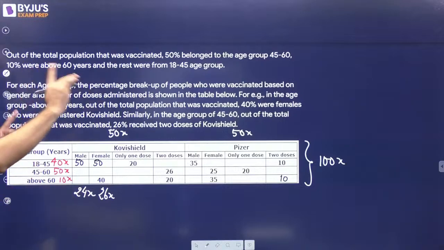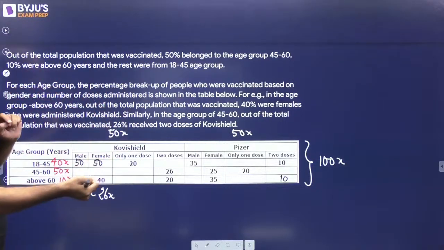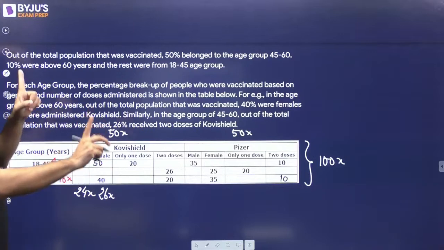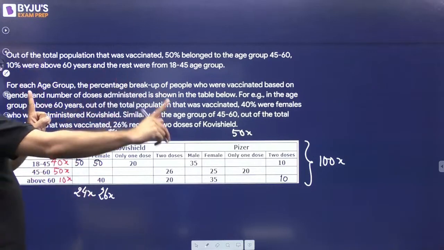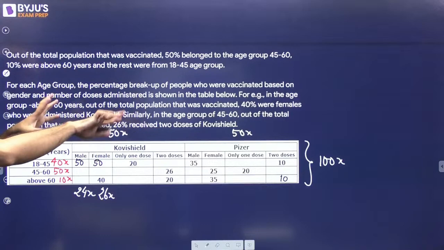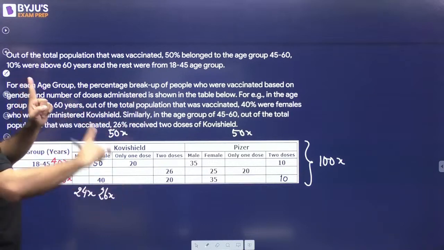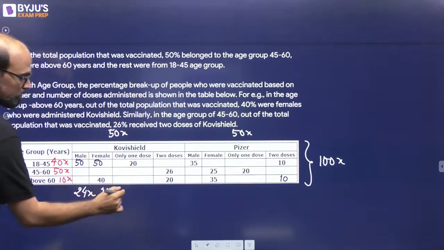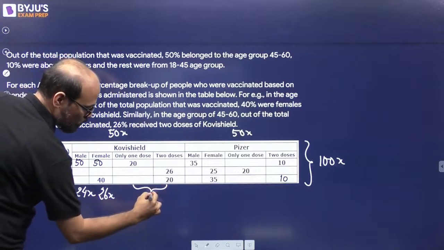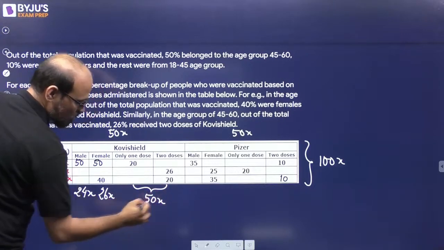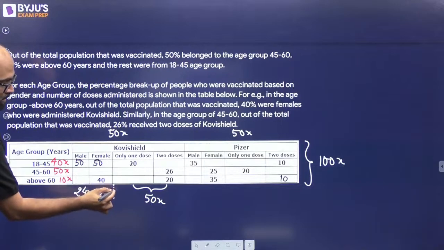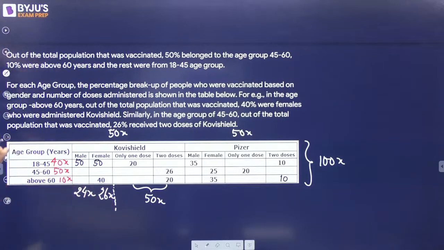Whether male or female, whatever the gender, the number of doses is going to be 1 or 2. They are vaccinated, so it won't be 0 doses. So it's going to be 1 dose or 2 doses. Can we say the sum of these two is also going to be 50x? Depending upon gender, the total 50x is divided into 2 categories, and depending upon the number of doses, that is also divided into 2 categories.